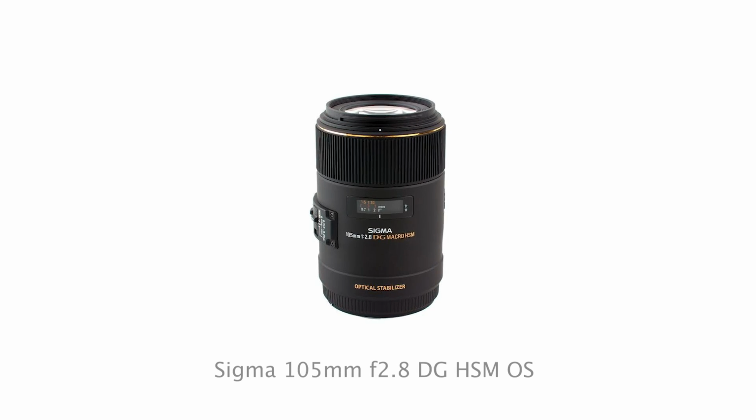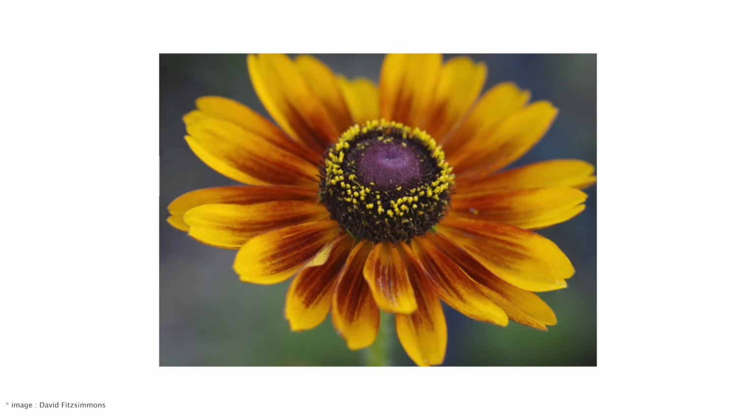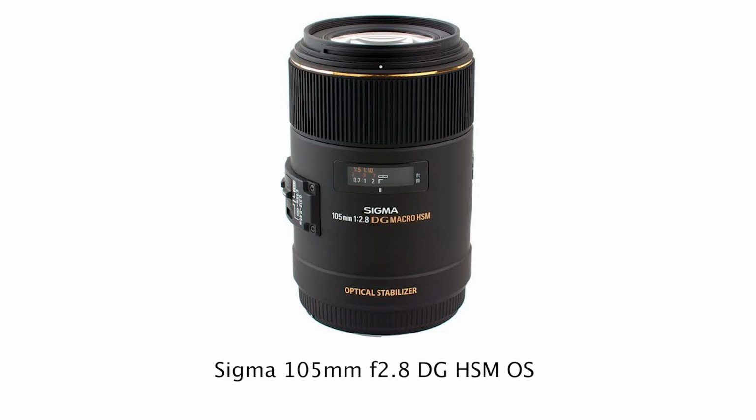Macro lenses are engineered differently to normal lenses. They normally don't zoom, so they have a fixed focal range. Here's my recommendations. So let's start with the Sigma 105mm f2.8 macro lens. Available for Nikon or Canon cameras, it has optical stabilization and at $480 is really good value for money.